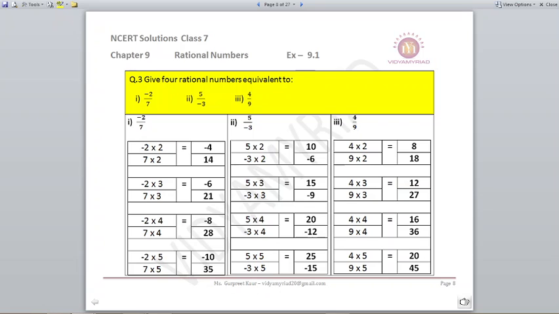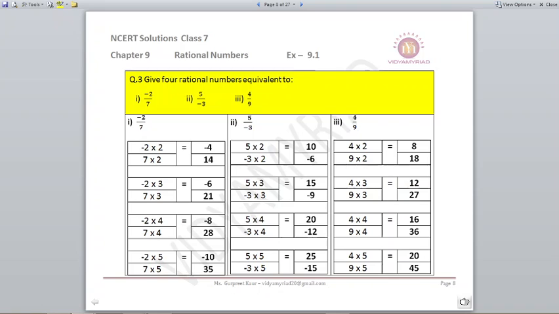Give 4 rational numbers equivalent to each. Now when we want to find the equivalent numbers, we will multiply and divide the fraction with the same number. If we are using 2, so it will be multiplied in the numerator, it will be multiplied in the denominator to find the equivalent numbers. Now here since we have to find out 4 rational numbers, so I have used 2, 3, 4 and 5, which is multiplied in the numerator and denominator to get the respective equivalent fractions.